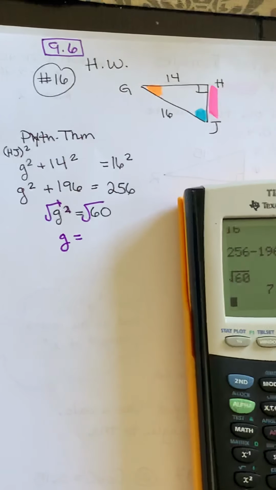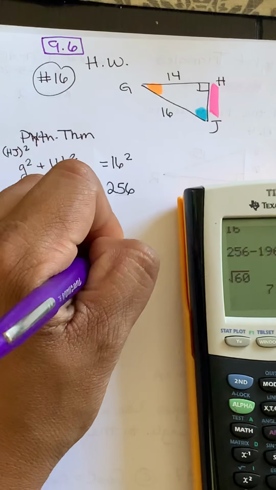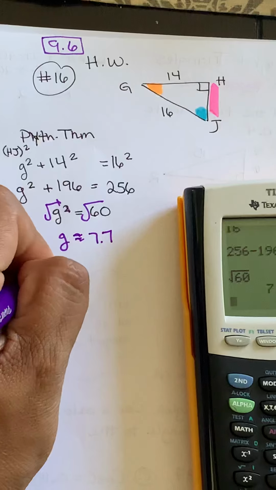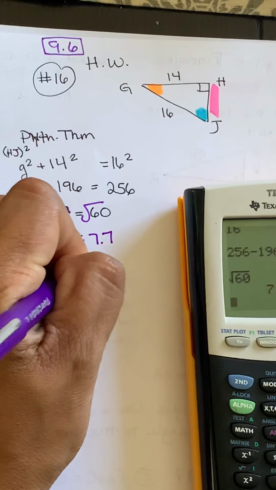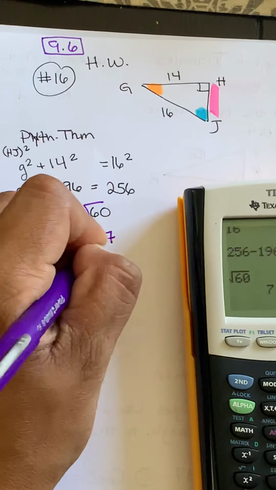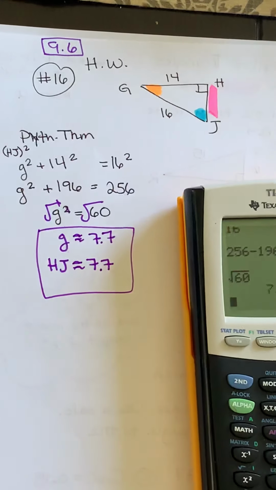And remember, in the directions, it did ask you to round the decimal answers to the nearest tenth. So it's 7.74, so it's going to be approximately 7.7. Now, if you called it, I think the textbook calls it HJ, then it would be approximately 7.7. Okay.